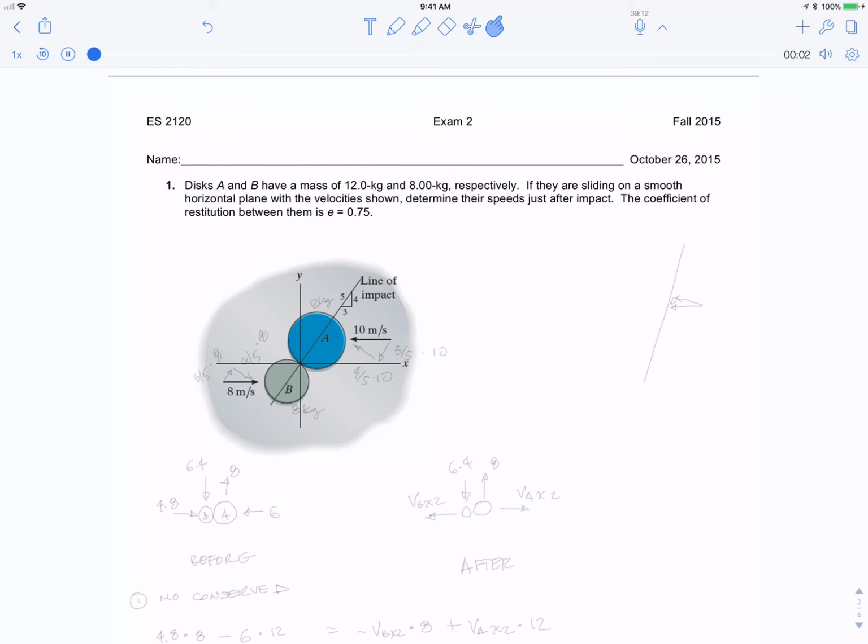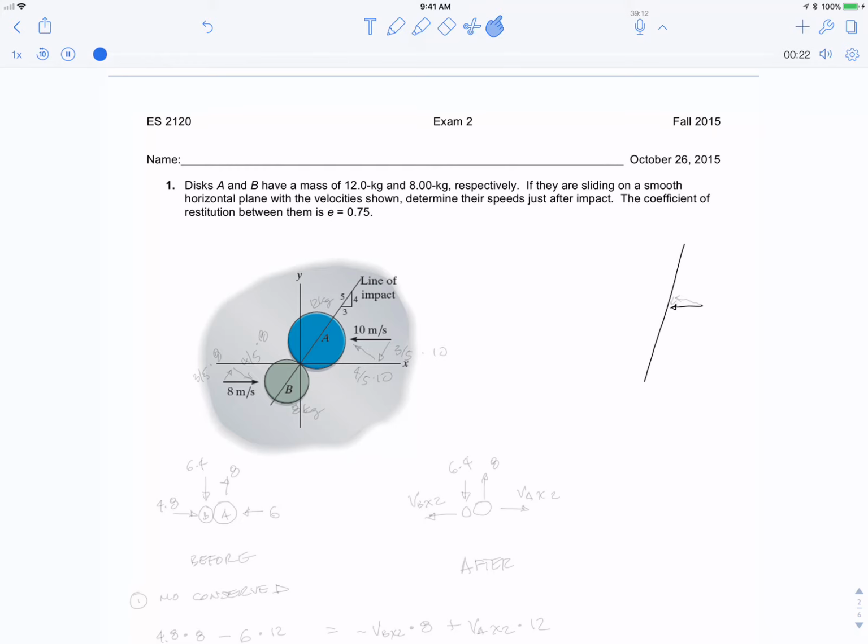So the first thing I like to do in solving these problems is to break the velocities into the components along the line of impact and perpendicular. It's a little hard to see which side is going to be 3/5 and which side is going to be 4/5, so I'm going to exaggerate it. Here's the angle, very tilted.